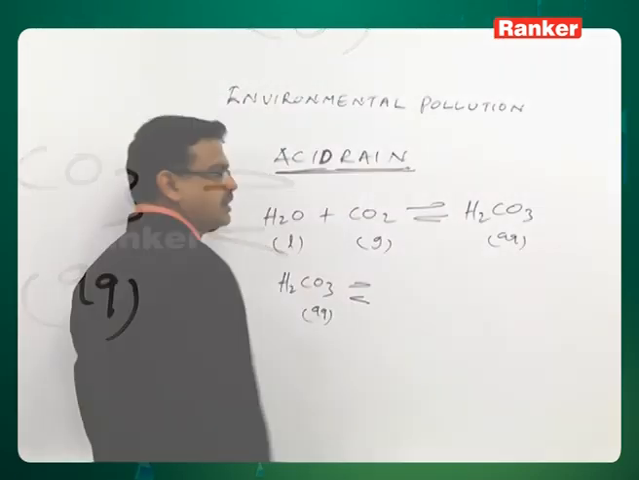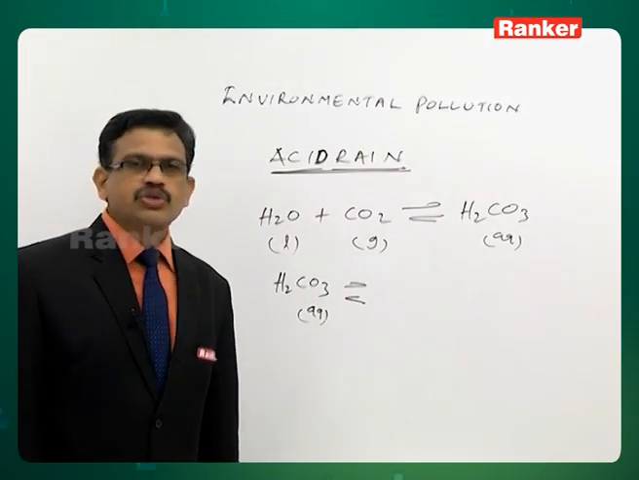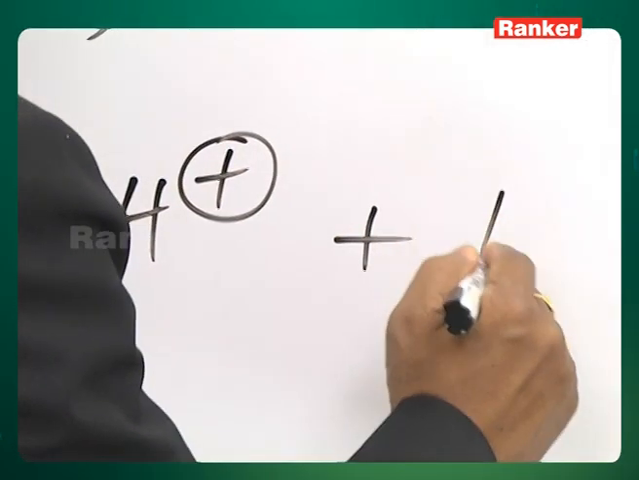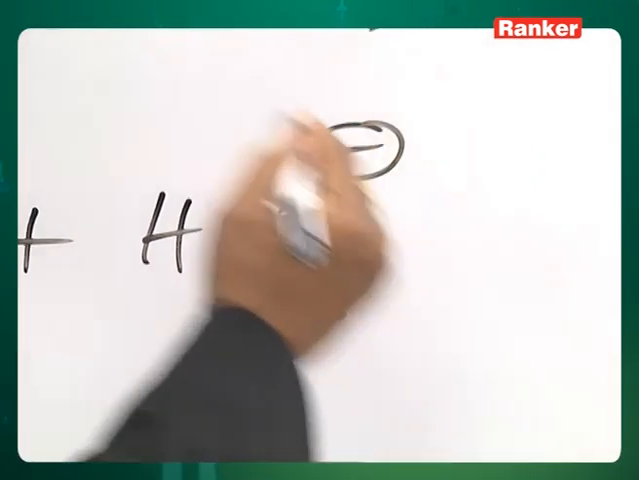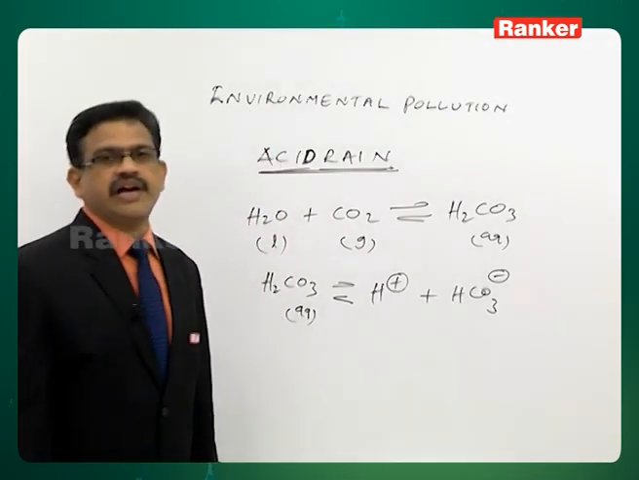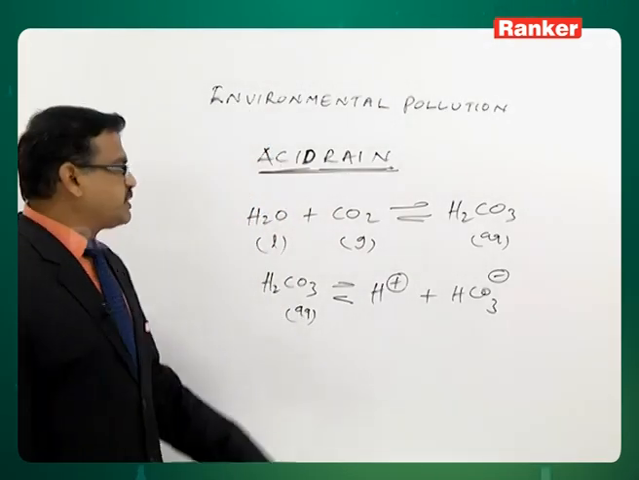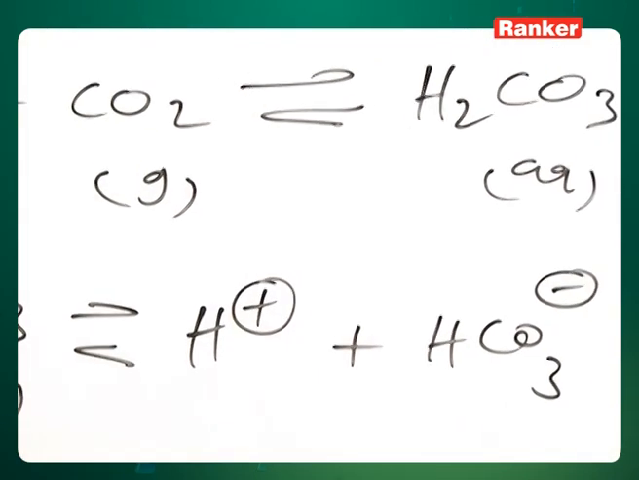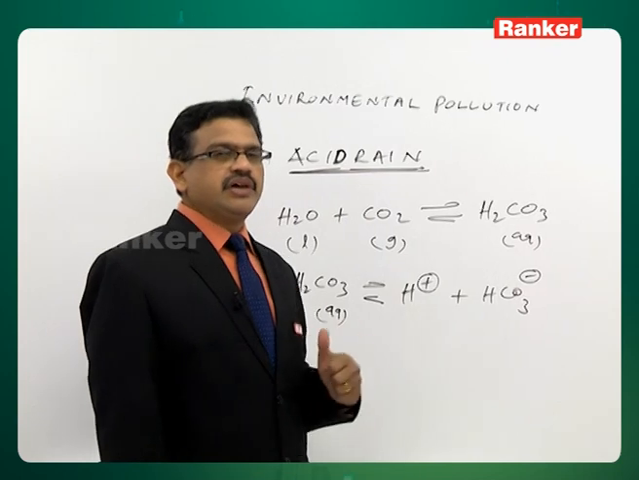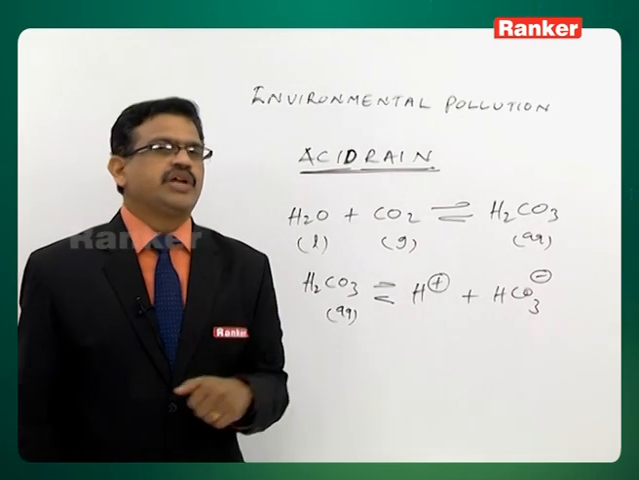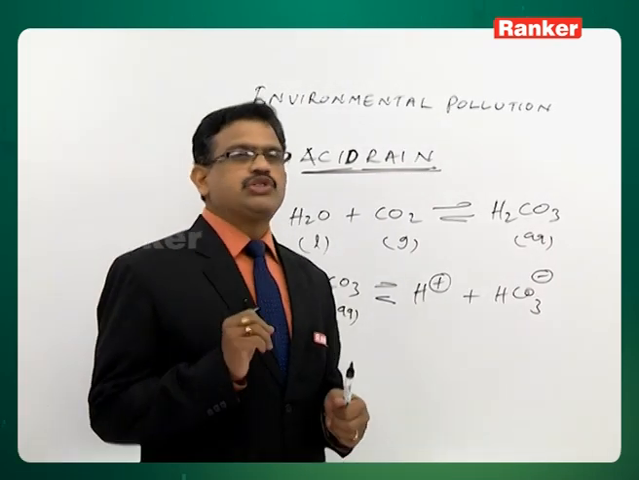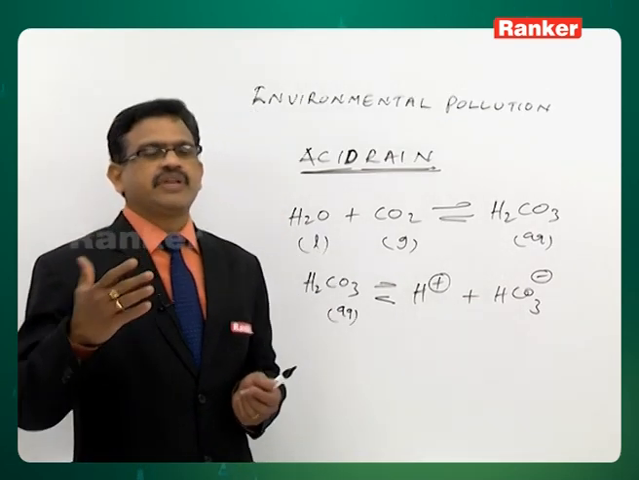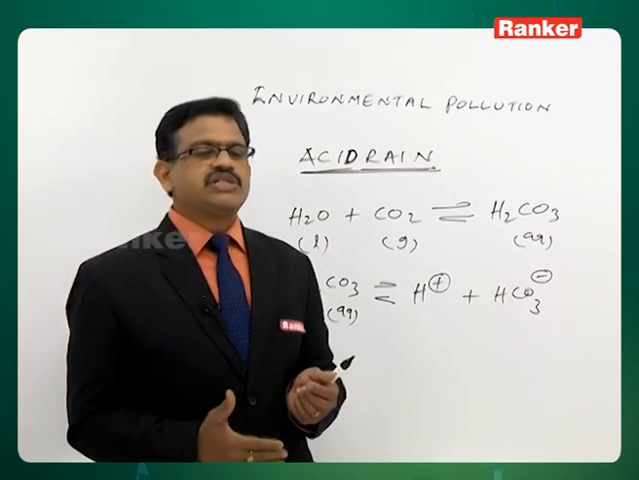This H2CO3 acid is now decomposed into H plus ions and bicarbonate ions. These H plus ions, when mixed with the water, cause a change in the pH value, that is, 5.6 is the pH value observed. That means it is in the acidic range, 0 to 7 being acids. 5.6 means it's acid.